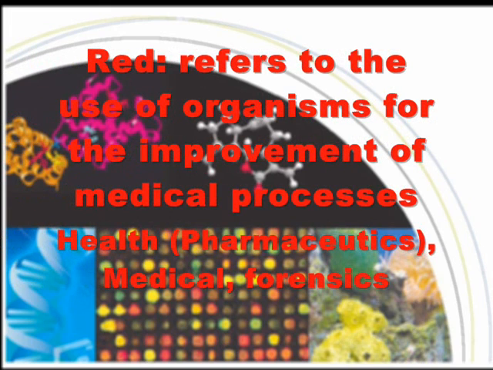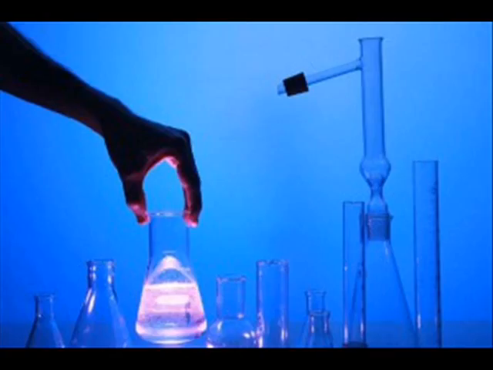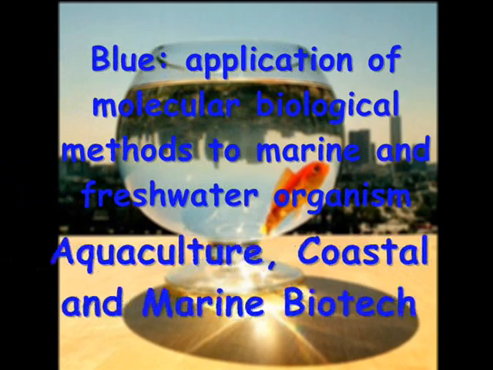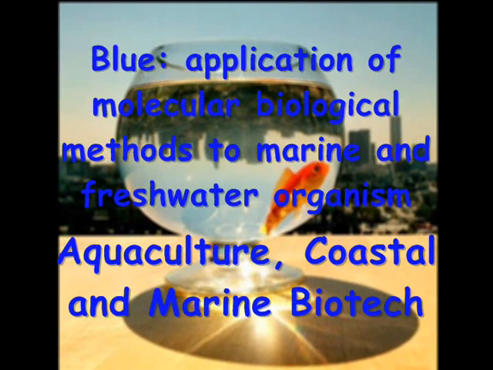Biotechnology uses a color code to distinguish the different areas that can be applied to it. Red biotechnology refers to the use of organisms for the improvement of medical processes and it focuses on medical and forensic. Blue biotechnology is the application of molecular and biological methods to marine and freshwater organisms, and it focuses on aquaculture and marine biotech.